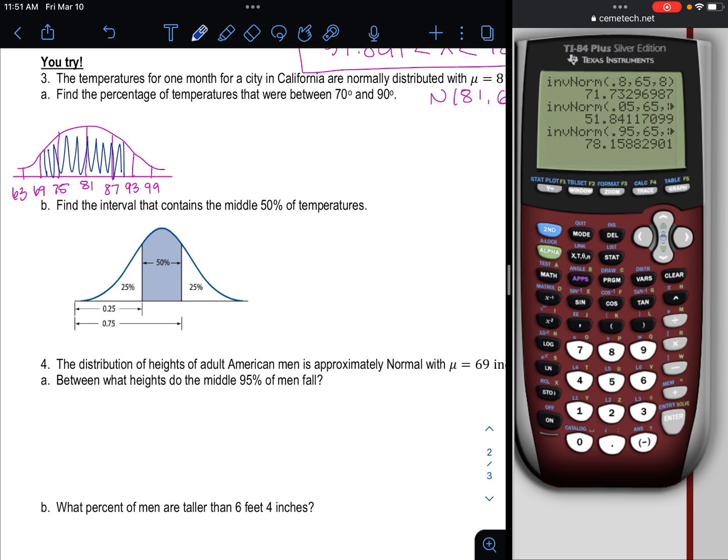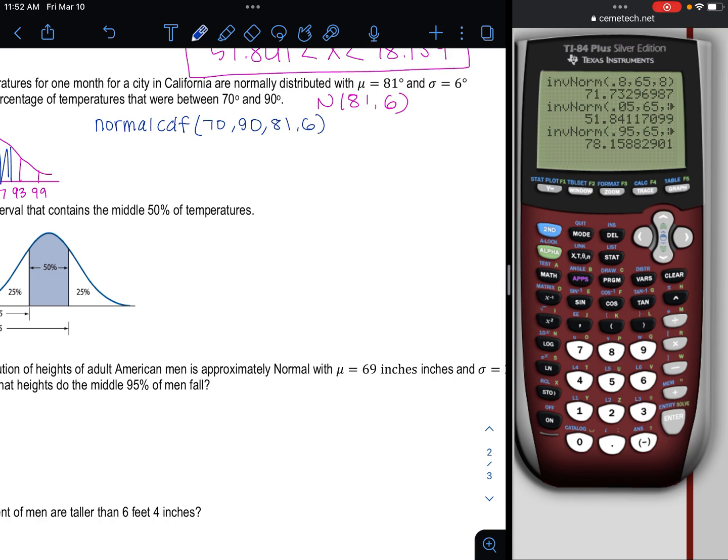Since I'm using a shaded region and want a percentage, I'm using normal CDF. And remember those values are the lower bound, the upper bound, mu, comma, sigma. So the lower bound was 70, the upper bound was 90, the mean was 81, the standard deviation was 6. So I'm going to put that in my calculator. Second vars, option number 2, normal CDF. Lower bound is 70, upper bound is 90, mean is 81, standard deviation is 6. I'm going to write it as a decimal first. 3 decimal places is 0.900. So I'm going to say approximately 90.0%. That's my answer, or you can write about 90%. That's also fine.